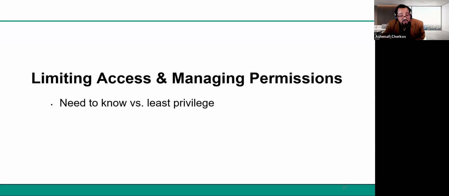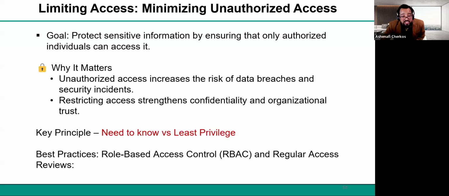This section explores the concept of the need to know and least privilege principles and the key distinction between the 2 approaches. So when we say limiting access, we mean minimizing authorized access, which is one of the most effective ways to protect the sensitive information we collect from clients, staff, and partners. The goal here is simple. Make sure that only people who truly need access to certain information can do so.